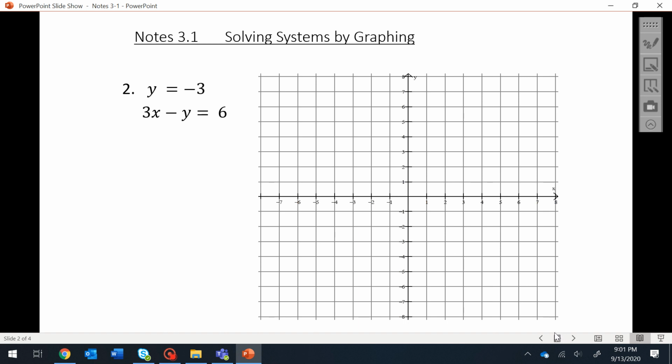So that's how you solve a system by graphing the lines.